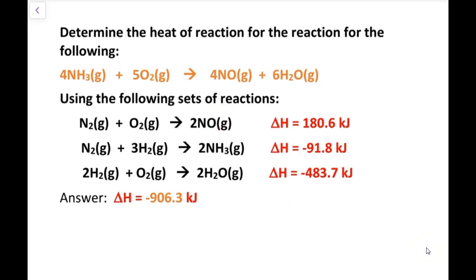So try this problem on your own, flip or multiply the different equations, and then cancel the stuff that shows up on the reactant side and the product side. And we'll talk about it if you had any difficulty getting that negative 906.3, we'll talk about that in class next time.